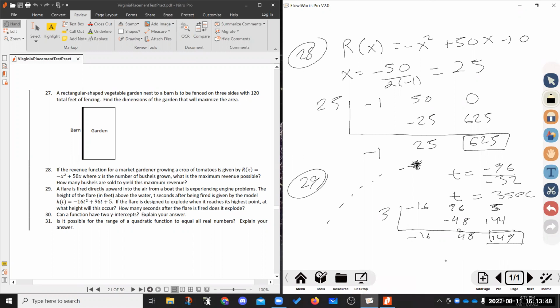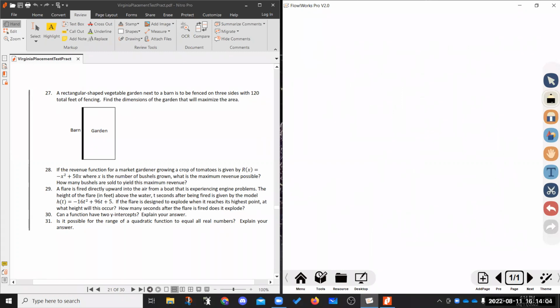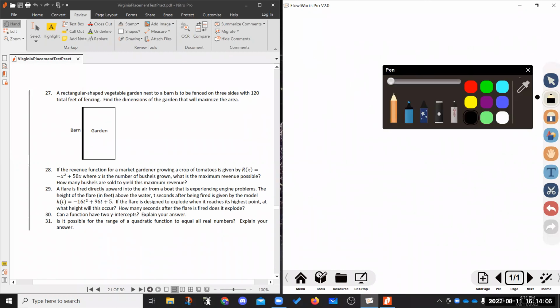So sometimes it asks you the questions in backwards order. I had to find how many seconds it took for it to explode before I could answer at what height this will occur. My other option there would be to complete the square, which I could do.